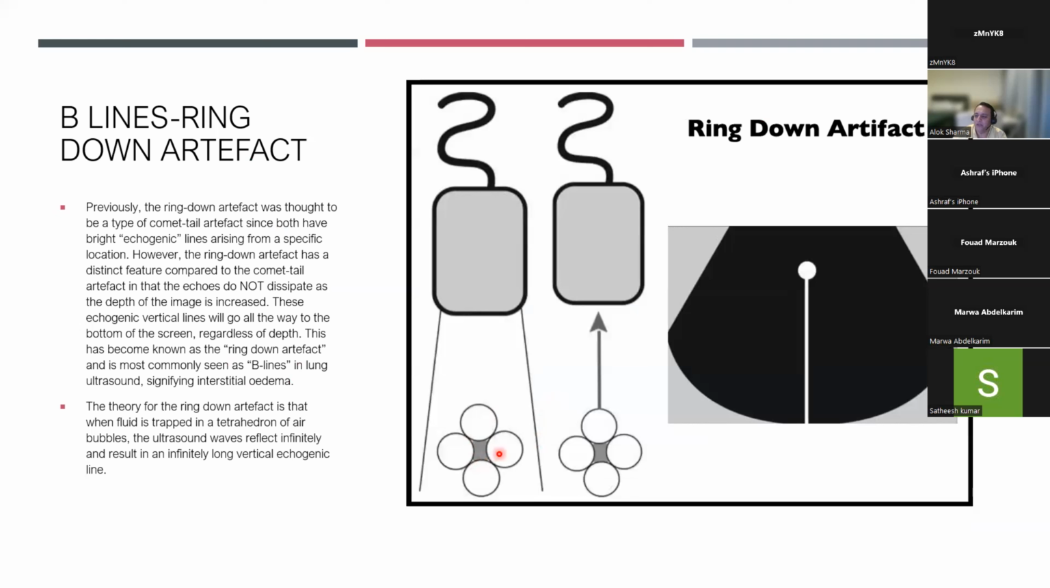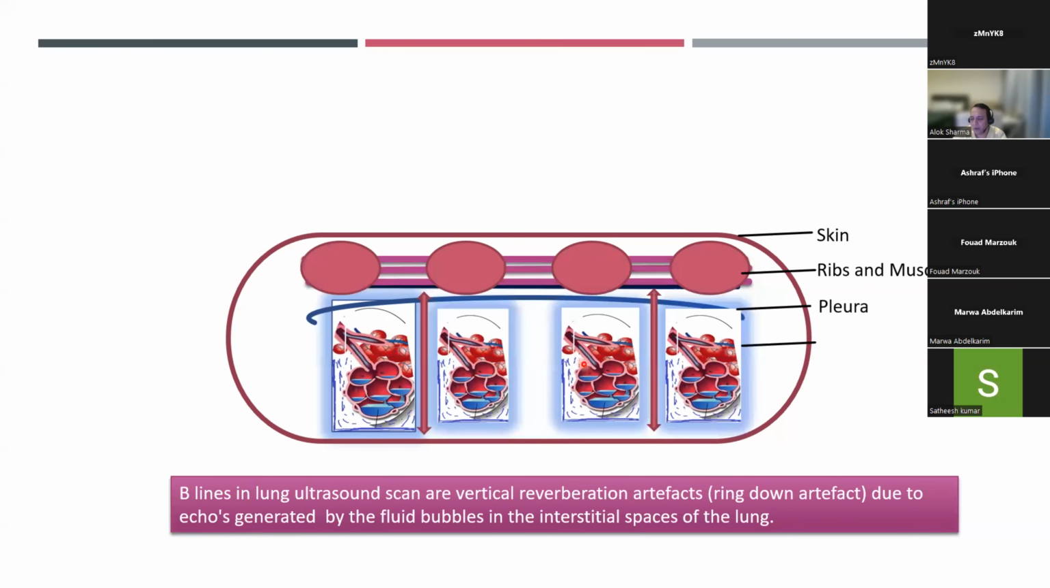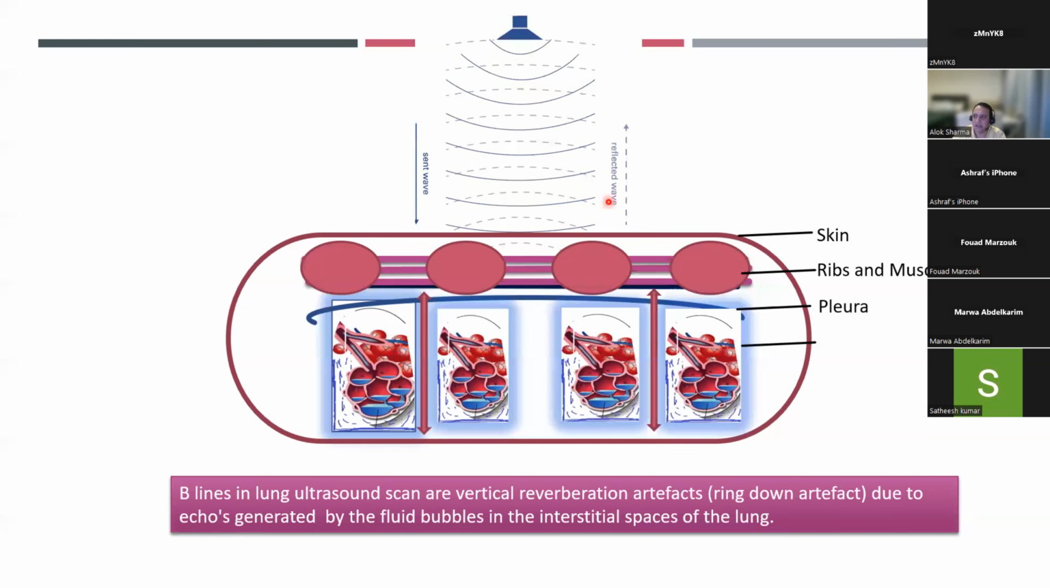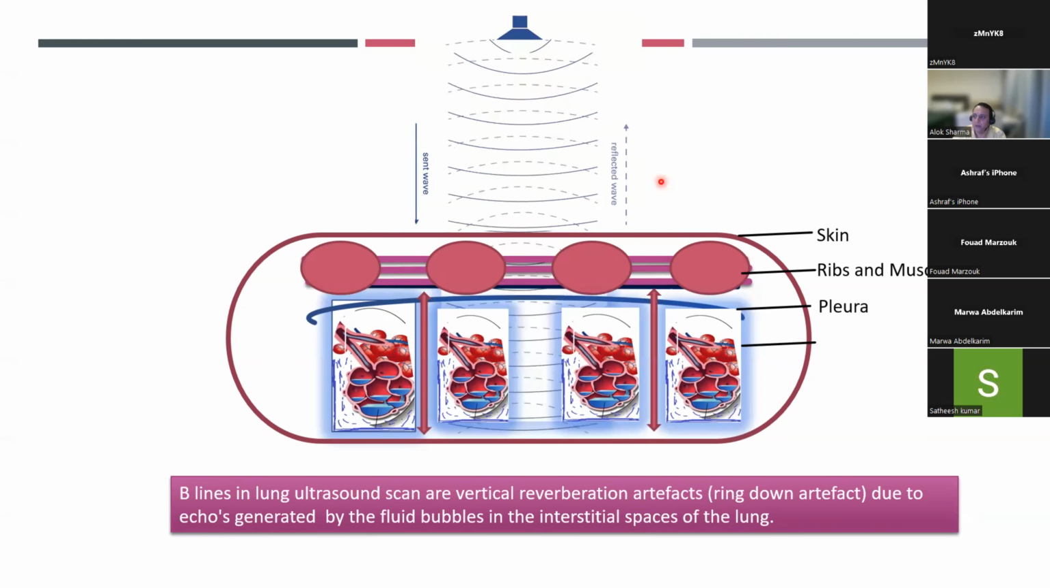Really, the sound waves being trapped in them and them being arranged in the interstitium will cause vertical reverberation artifacts. And what does that look like? So this is just an example of the sound waves coming through. They hit the pleura, but you have fluid in the interstitium. And because of fluid in the interstitium, these sound waves basically are stuck, and they're infinitely stuck between the tetrahedron.